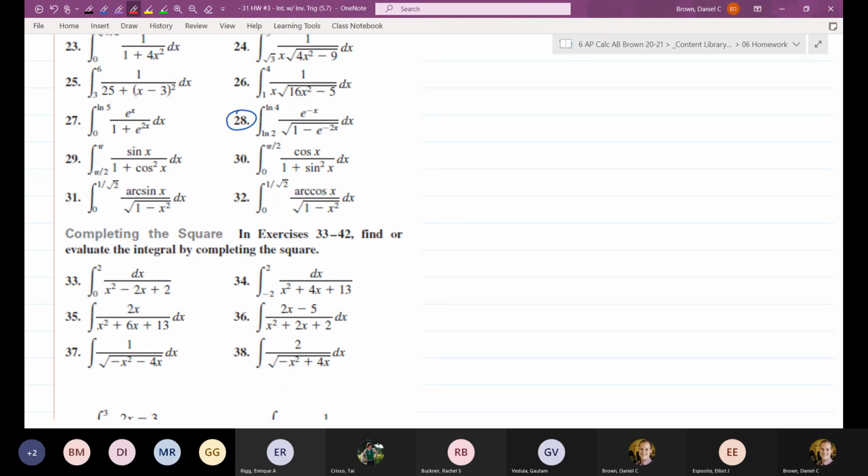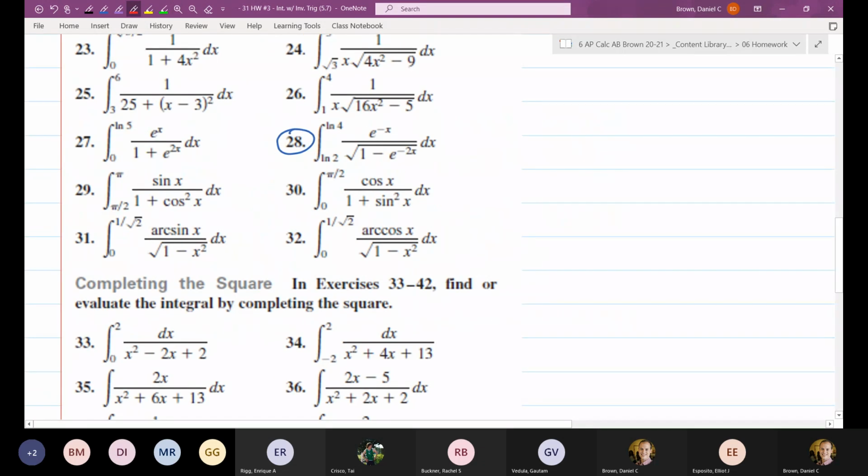So looking at 28, and again, feel free to follow along. This is one of the definite integral ones. Make that a little bit bigger so we can see it. I'm going to treat this like an indefinite integral one at first and ignore what we're looking at.